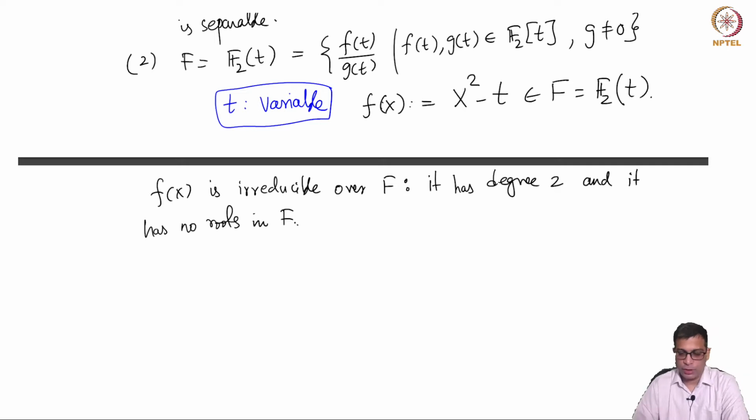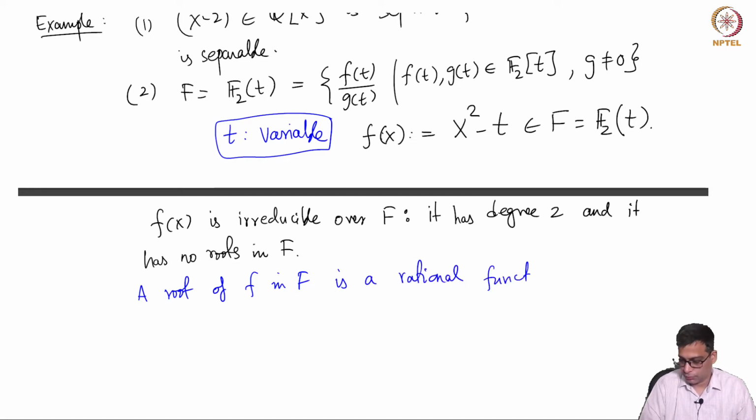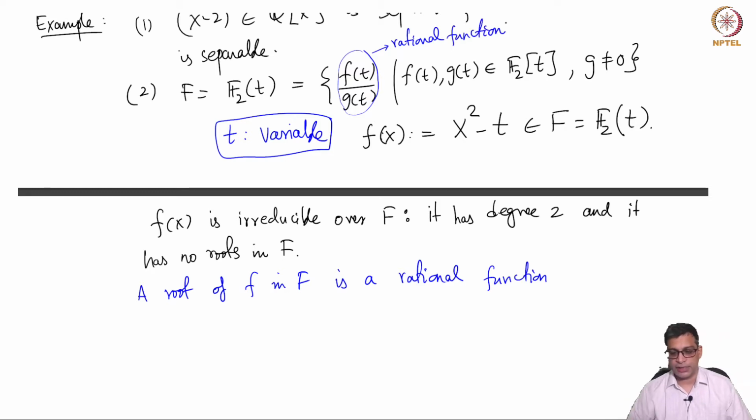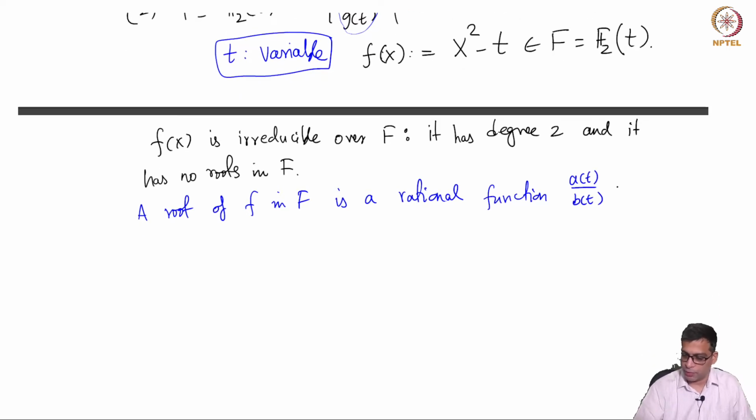in capital F. That is clear, because a root of f in capital F is a rational function. Such things are called rational functions. It's like rational numbers, which are ratios of integers. A rational function is a ratio of polynomials. So a root of f is a rational function, let's say a(t)/b(t). I have taken f here, so I should really use some other letters. a(t)/b(t) in F such that you plug in this equal to x, right?